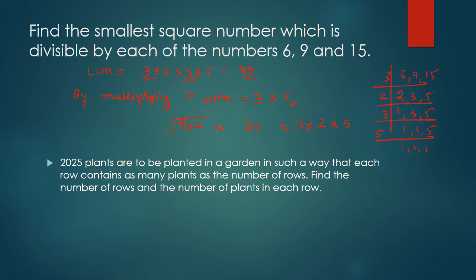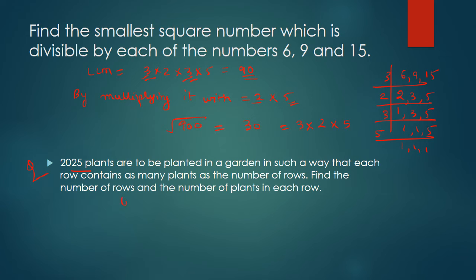Okay. So far we have considered those questions of what should be multiplied and what should be divided to make a perfect square. Now what should be added and what should be subtracted is also a matter of discussion. Here is a question on it. 2025 plants are to be planted in a garden in such a way that each row contains as many plants as the number of rows. So the first row will have 1 plant, the second row will have 2 plants, the third row 3 plants.